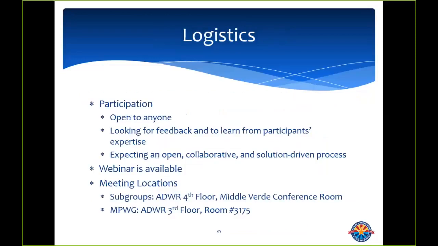So a little bit of logistics about this particular group. We do want to reiterate that we intend for this process to be an open and collaborative process, and that can only occur with active participation from the interested parties and with focus on finding solutions in which everyone contributes toward moving toward these common goals.